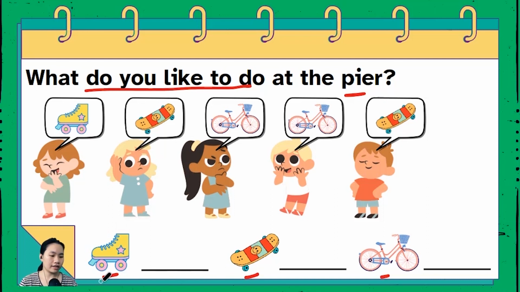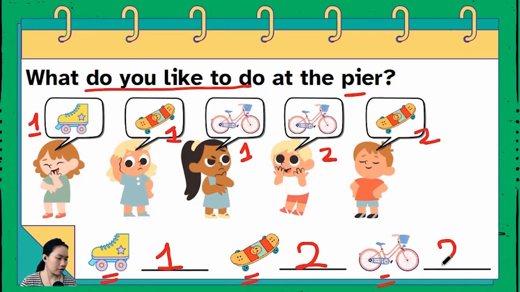So as for the roller skate, we have one girl over here. She says she likes to roller skate, so I'm going to put the number 1 over here. Next up is skateboard. How many skateboards do you see in the speech bubbles right now? It's 1, 2. So there are 2 people that like to skateboard. 2, okay? Last, bicycle. How many kids like to ride on the bicycle at the pier? Let's count. 1, 2. So there are 2 people who like to do bicycle at the pier, okay?